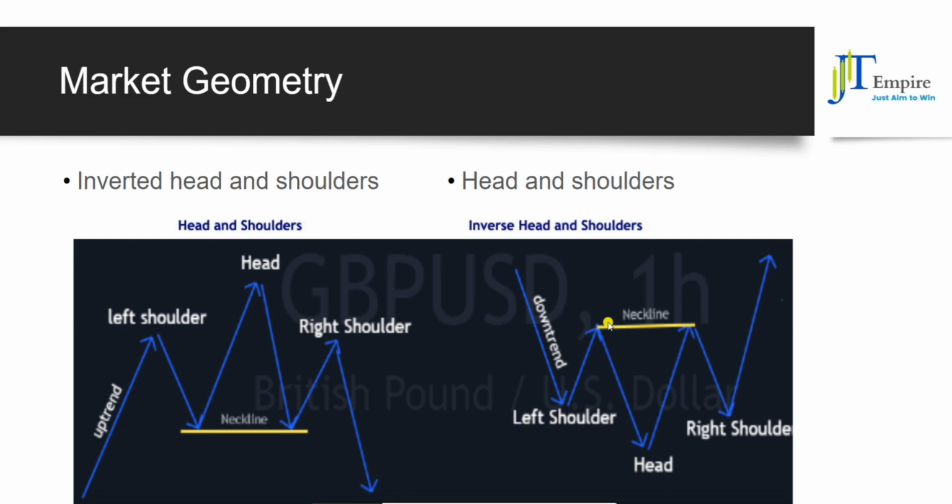The inverted head and shoulders, or the inverse, is where the market is in a downtrend, creates a left shoulder, comes up, then it goes down again, creates a head, then it comes up, creates a neckline, then comes down, creates a right shoulder, and then it reverses to an uptrend.